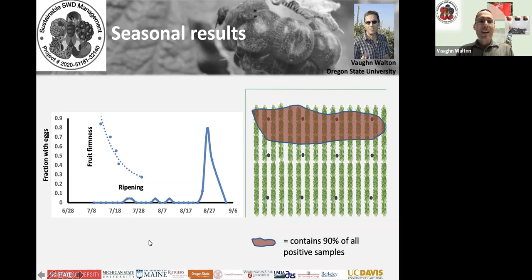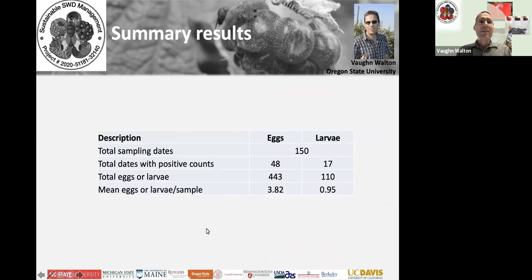Now, there is some really good work done on fruit firmness, initially started by Dr. Burak. Our data showed that there is a real clear correlation also in terms of ripening when we're looking at that very, very late period of the season. But key here is to see that about 90% always are found in that outer 40 feet within the field itself.